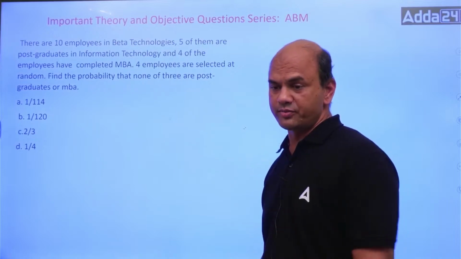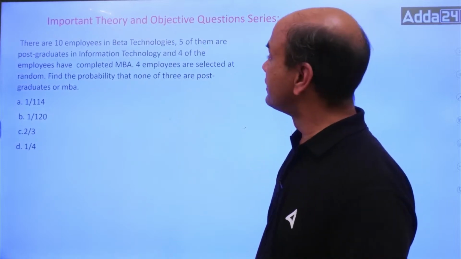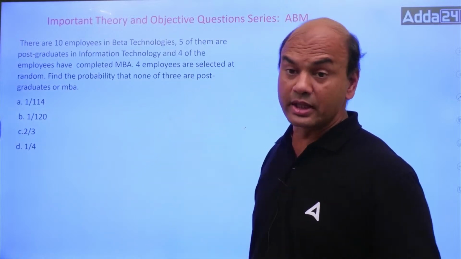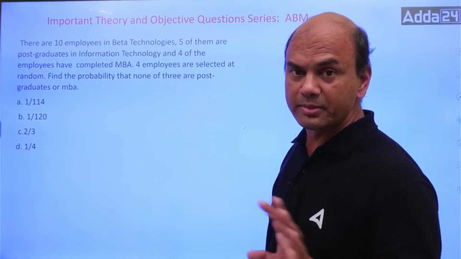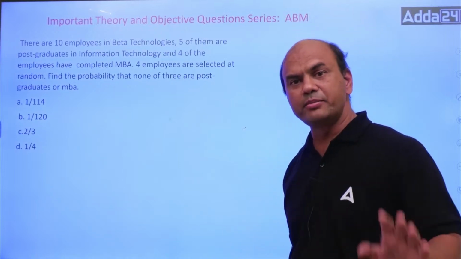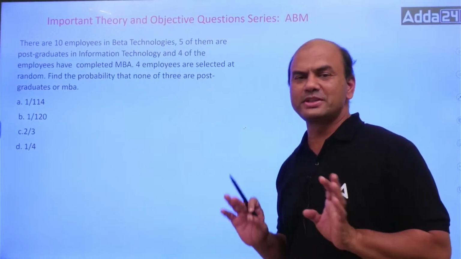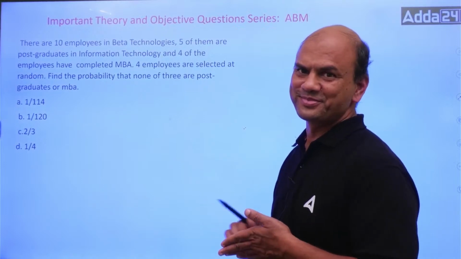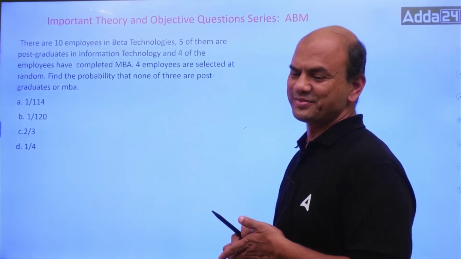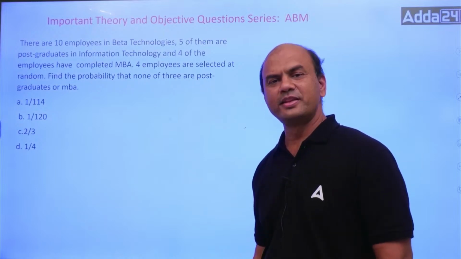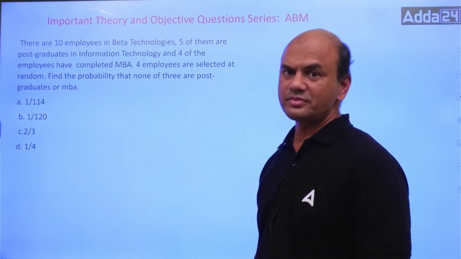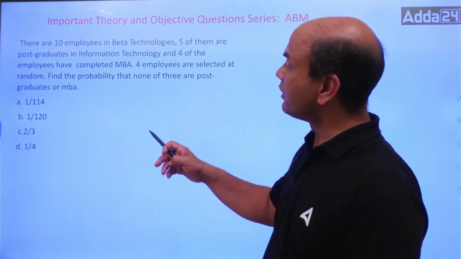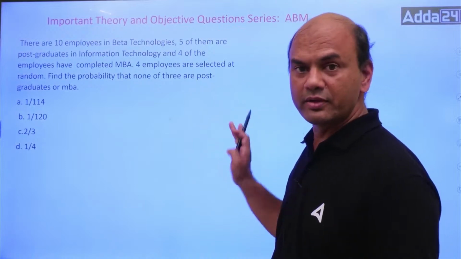4 are selected now. Now the question is, find the probability that none of the 4 are postgraduates or MBA. So none are postgraduates or MBA. We don't want any PG. We don't want any MBA. Now this problem is difficult. It's not that simple. Try it, everyone. This problem is really difficult. You want a negative probability. None of them is PG or MBA. Both of them, you don't want anyone.